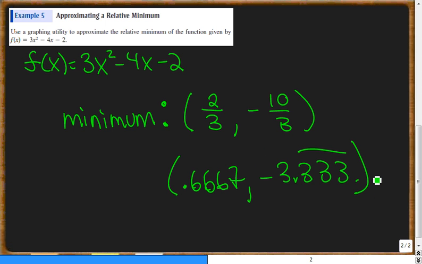So if you want to find minimums using your calculator, you can do that. If you'd rather do it by hand, we will learn how to do that later too, but it's more of a calculus concept for all functions. You don't necessarily need it for this one, but for other ones you will.